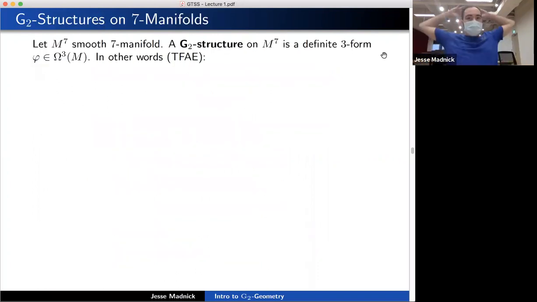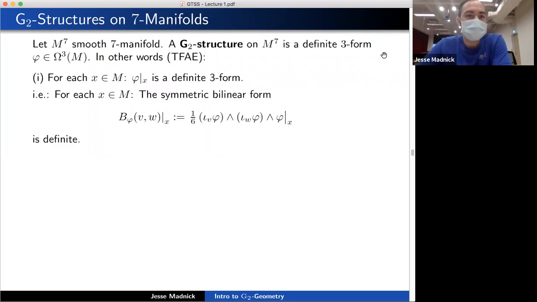Okay, so that was the linear story. In a sense, what I just described was what we want to happen on our tangent spaces. Okay, so let's talk about the nonlinear version. Let's move finally to manifolds. So if you have a smooth 7 manifold M7, we'll say that a G2 structure on M7, the definition is that it's a definite 3 form. And what I mean by that is a differential 3 form that's definite at each point. And just to remind you, what that means is that at each point in M, this symmetric bilinear form is definite.